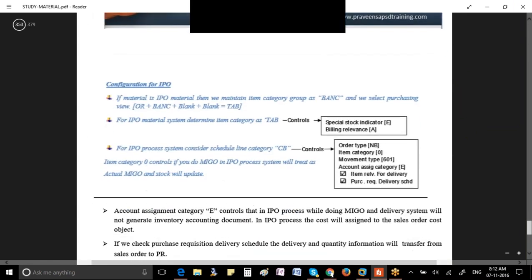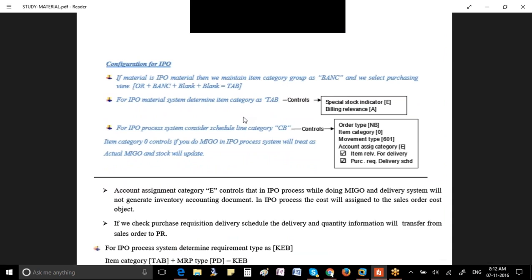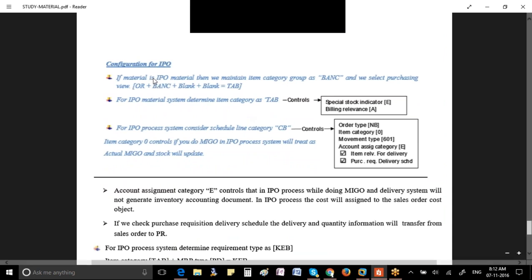So configuration. IPO is again a trading good, so you need to create a new material with HAWA. Okay. And the item category determination happens like this: OR, BANS, BANC is the item category group, no usage, no higher item, which will help us to determine TAB. In the TAB item category, we have controls: special stock indicator E and billing relevance is A. Billing relevance is A here, that is standard billing relevance.